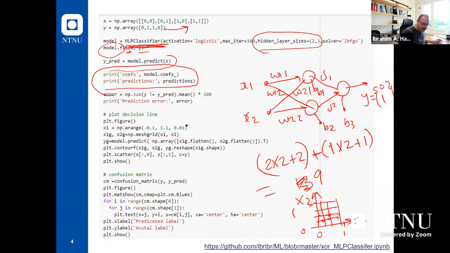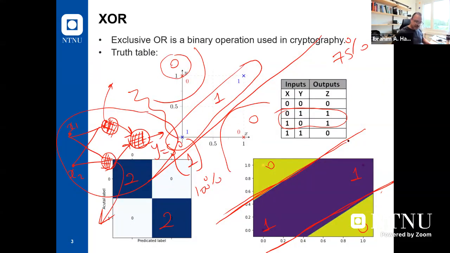So I generated values for x1 and x2, they are the same, right? We generated this grid, and I used the model to predict the decision for each point in the grid, and I plot a contour plot for it. And also we can get the confusion matrix for y and y predict. So finally we can get those nice decision lines from this. I mean, this is the result, in fact, from this code.